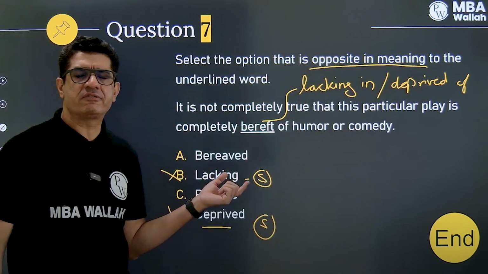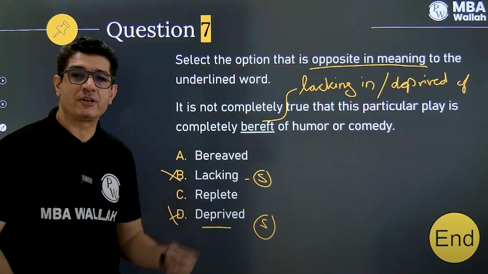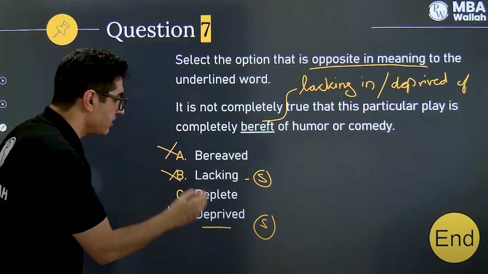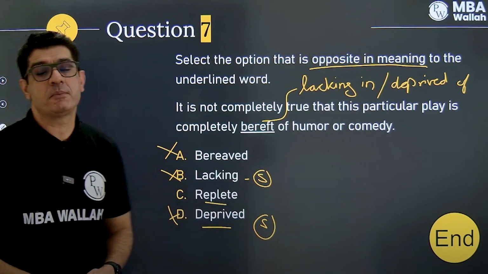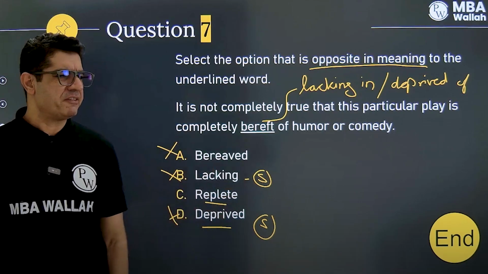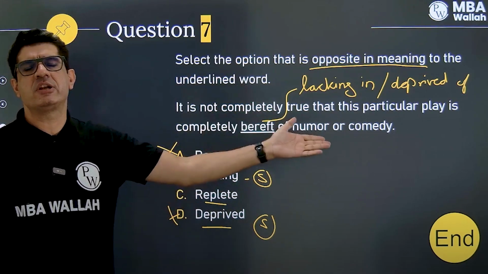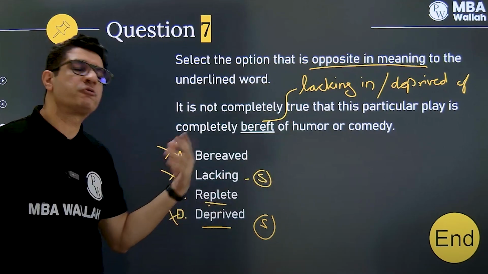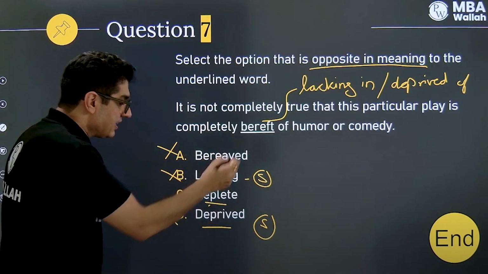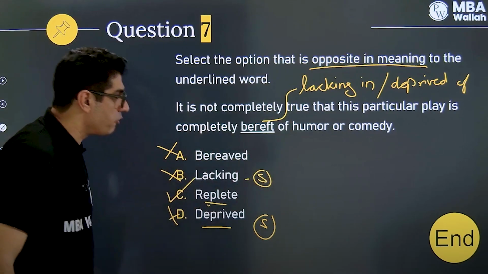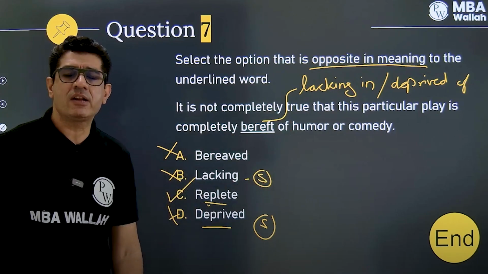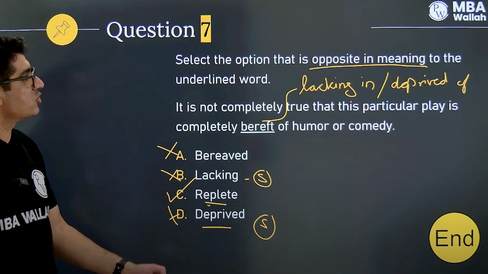If a person is bereaved, then it means that he has lost a loved one to death. Nothing to do with bereft. But replete means full of. If I say that his speech was full of, or replete with, sexual innuendos, then it was full of sexual innuendos, and that's definitely an opposite, and therefore this is going to be our answer to this particular question.